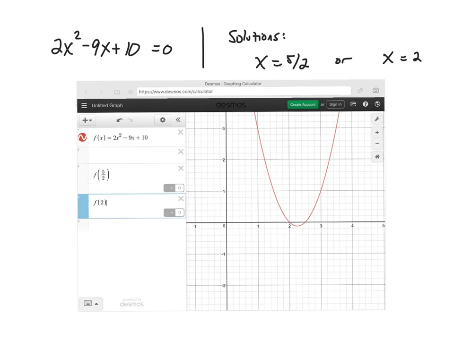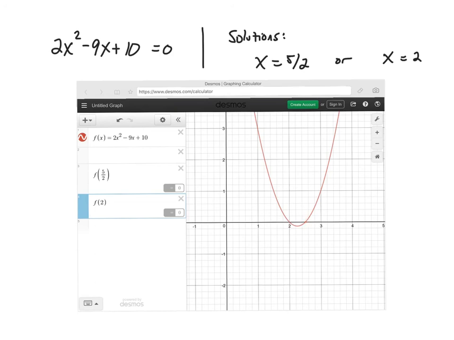Another way I can use Desmos to check that these are the solutions is to just plug it in. So I called my function here f of x, and if I plug in 5 halves, what I should see is an output of 0. So by plugging in 5 halves, I get an output of 0. By plugging in 2, I also get an output of 0. And visually, well, that seems like those match up on my graph.